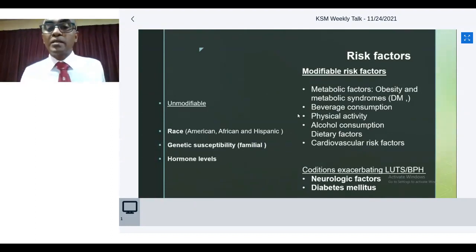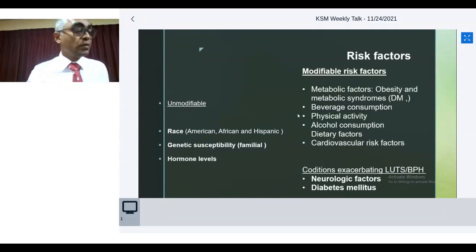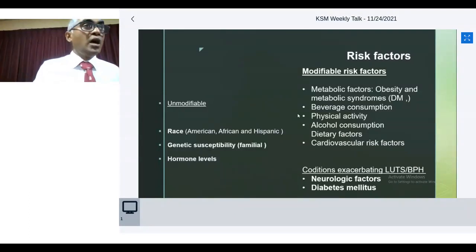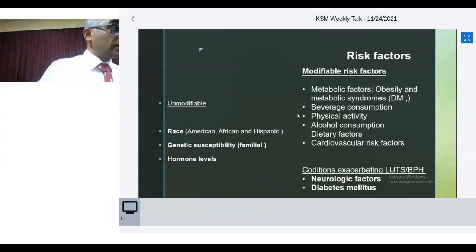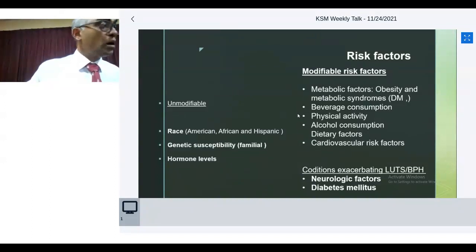And modifiable risk factors: metabolic disease like diabetes mellitus increases the chances of you having prostatic symptoms due to benign prostatic hyperplasia. And if you are a PC drinker, then there's a high chance. Alcohol consumption and increased fat intake, and cardiovascular risk factors like ischemic heart disease, because of the obesity and diabetes mellitus, make you prone to get this disease. And the symptoms can be associated with neurological diseases as well.